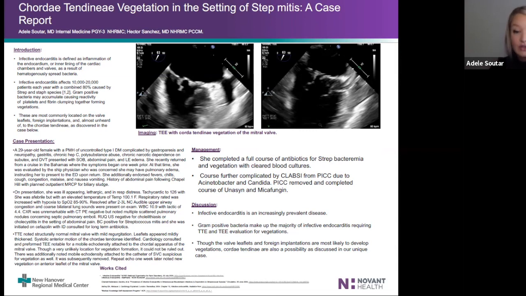She also had fevers and chills with the shortness of breath. She had cough, congestion, malaise, nausea, and vomiting, so a slew of non-specific symptoms on top of that. And she also had this non-specific history of abdominal pain. She was following up at Chapel Hill with a planned MRCP, but she hadn't had that performed yet.